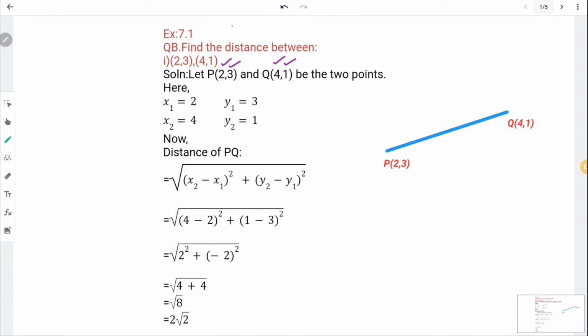All right, so pretty simple. This is just a rough diagram here, not up to scale or anything like that. So let's find the distance of PQ. We just have to put the distance formula: root of (x2 minus x1) the whole square plus (y2 minus y1) the whole square.